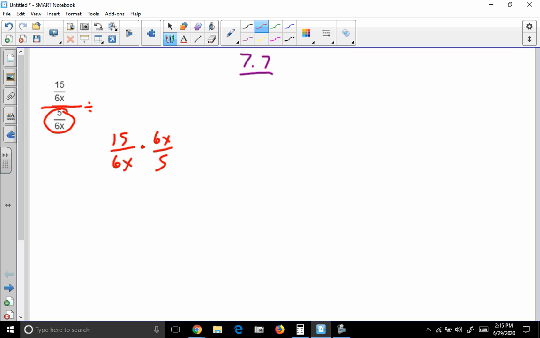But this will only work with one term on bottom. If we have more than one term on bottom, then however you try to do keep, change, flip will not work. It has to be exactly one term. So in this case, we can do that. If we have a factor of 6x on top and 6x on bottom, those cancel. 5 goes into 5 once, and 5 goes into 15 3 times. So we're left with a 3 on top, a 1 on bottom, which is just 3. So that's not so bad.